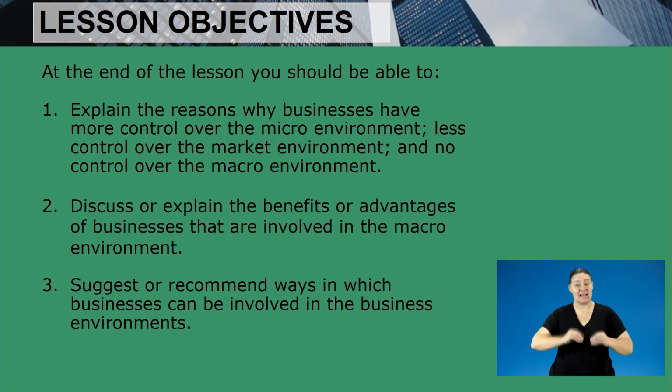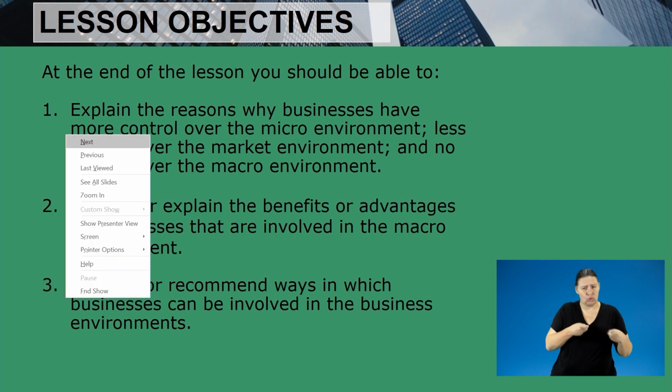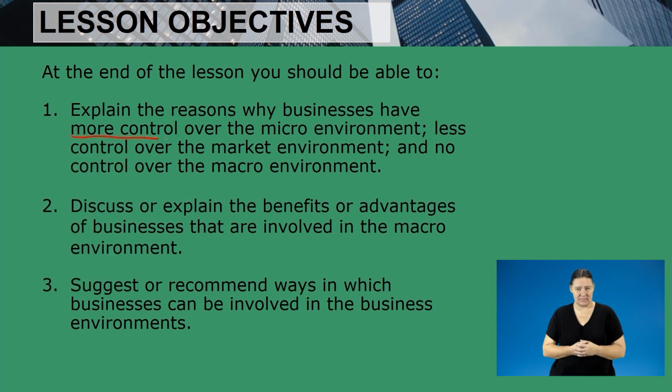At the end of the lesson, you should be able to explain 3 reasons why businesses have more control over the micro environment, less control over the market environment, and no control over the macro environment. And lesson objective number 2, you should be able to discuss or explain the benefits or advantages of businesses that are involved in the macro environment. And lastly, you should be able to suggest or recommend ways in which businesses can be involved in the business environments. And with that being said, let us move to our concept map.